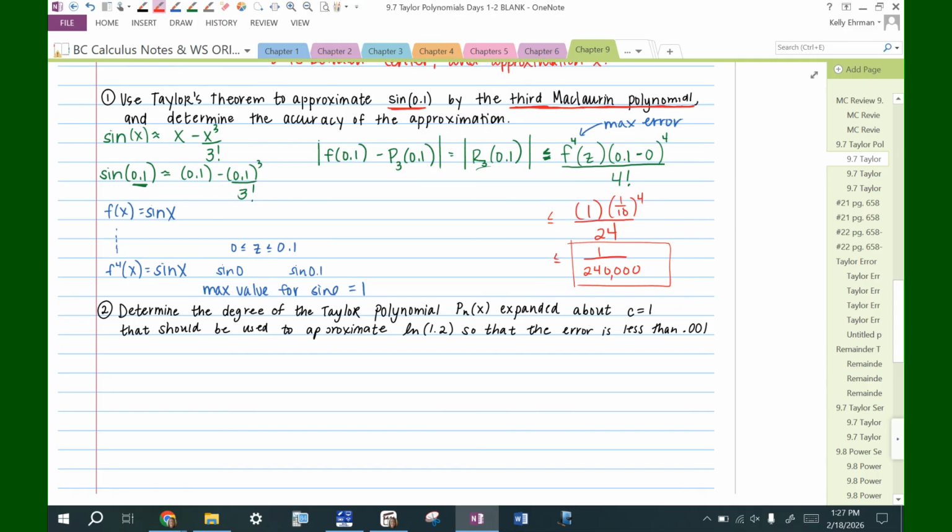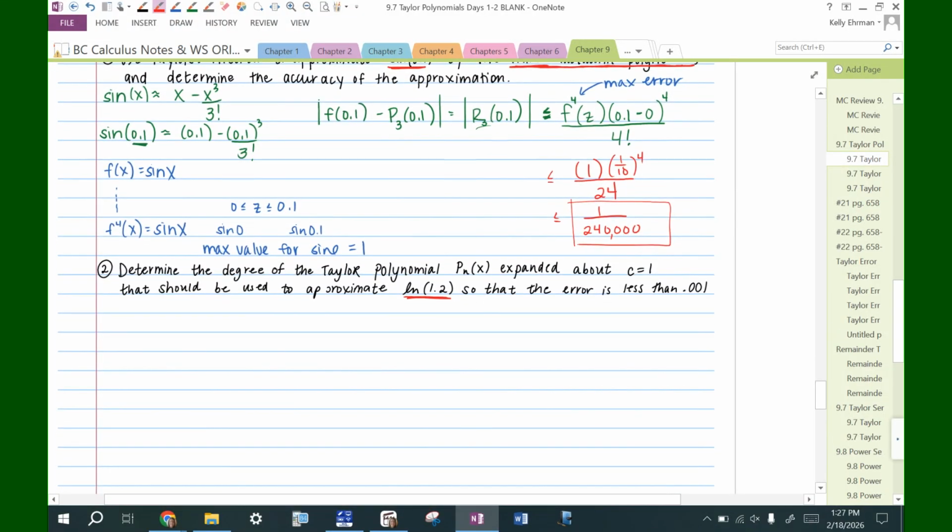What if it's not sine or cosine? Then you have to do a bunch of derivatives and see what the pattern is. And that brings me to this one. Our function is natural log, so we're going to have to do some work here. And they're not giving me n. This is one where I have to find n. So I will use a calculator in the end, but I need to set it up without the calculator.